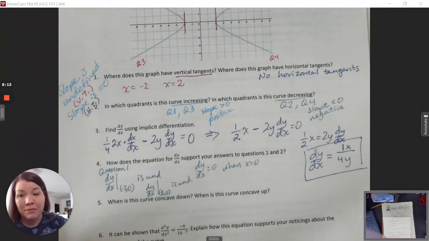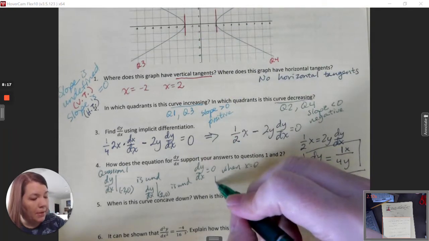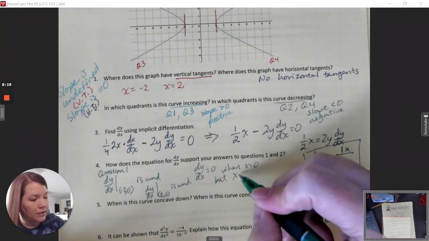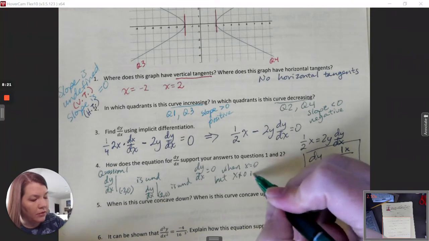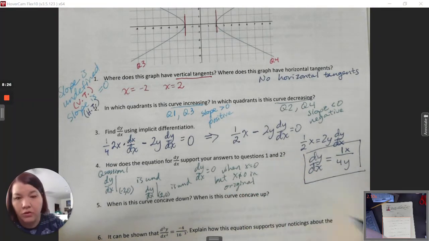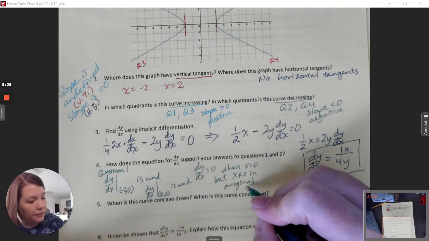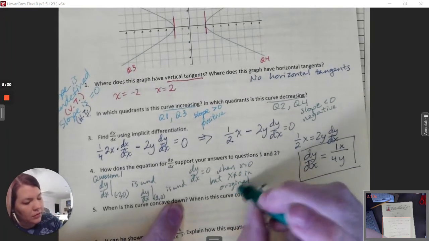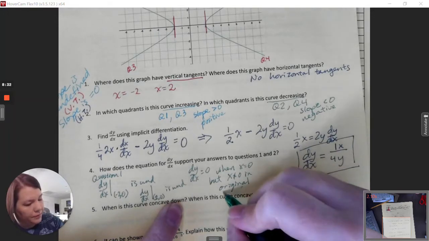And that does not happen in the whole, because it's not on the original. But x is not equal to 0 in the original graph, or it doesn't satisfy the original curve. I'm going to say original equation.